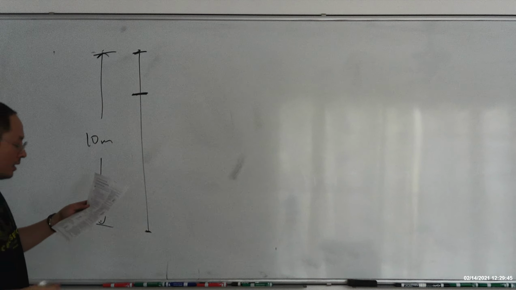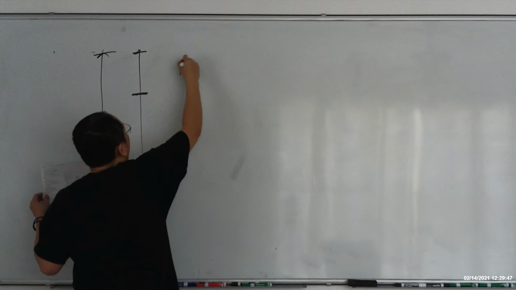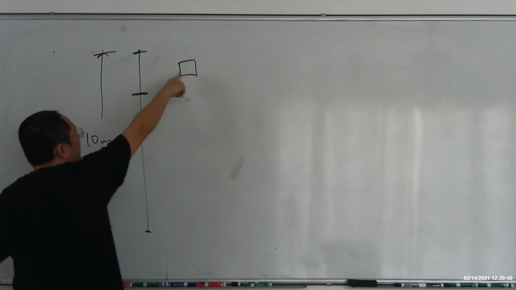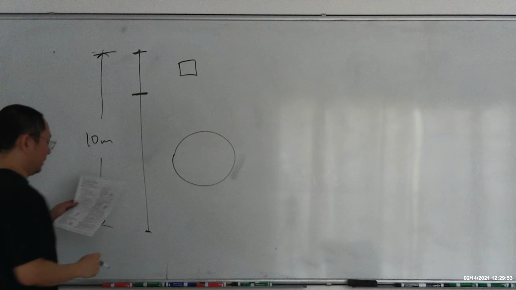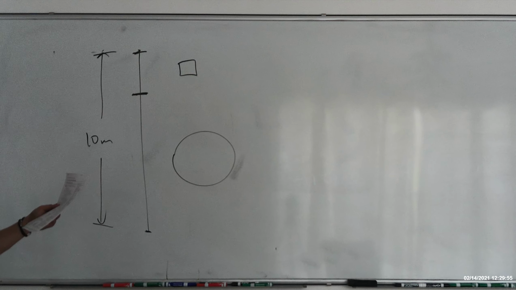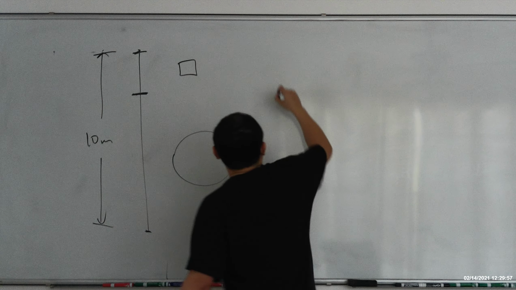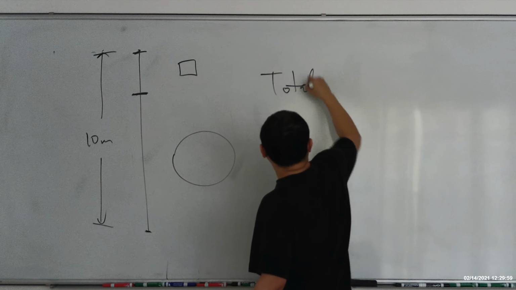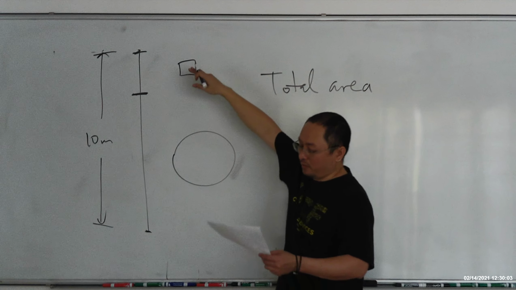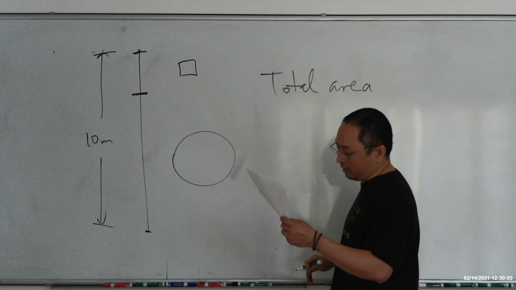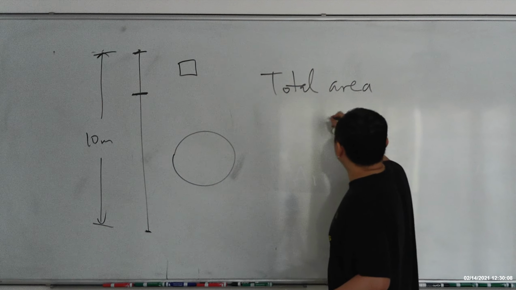And the first piece they're going to make a square. So that piece they're going to bend it that way. And the second piece they're going to make a circle. All right? That's what I saw in here. And find the total area. We deal with area again. Total area of the 2 shapes. Of course, total area. That's a function of x.